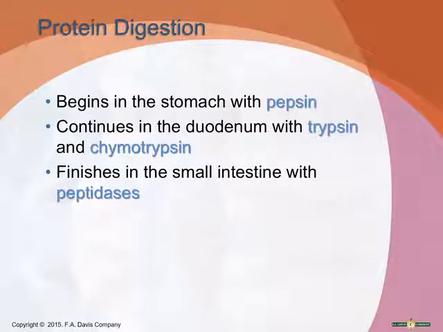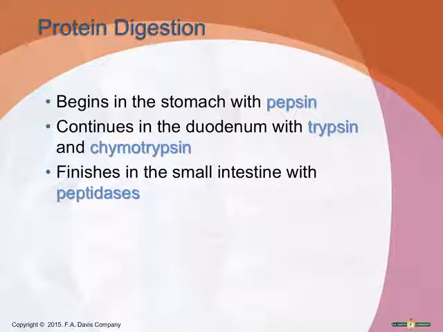Protein digestion, on the other hand, begins in the stomach with pepsin, and then it continues in the duodenum with the trypsin and the chymotrypsin, and finishes in the small intestine with the peptidases. Remember, proteins are made of amino acids. Before the body can absorb those amino acids, those peptide bonds need to be broken. Enzymes called proteases are what do that. They're not found in saliva.